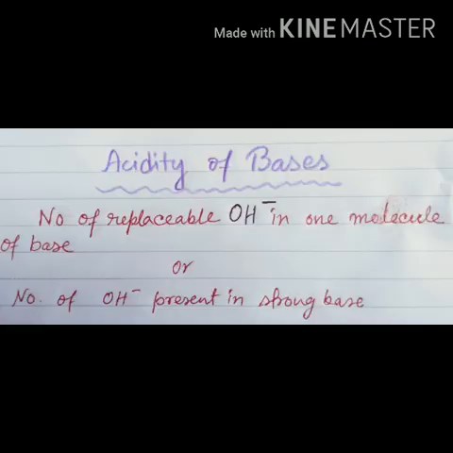Similarly, in the case of base, we can get the acidity of the bases. So the number of replaceable OH- ions in one molecule of base is called acidity of bases. Or simply we can count the number of OH- present in one molecule of base. That is acidity of bases.